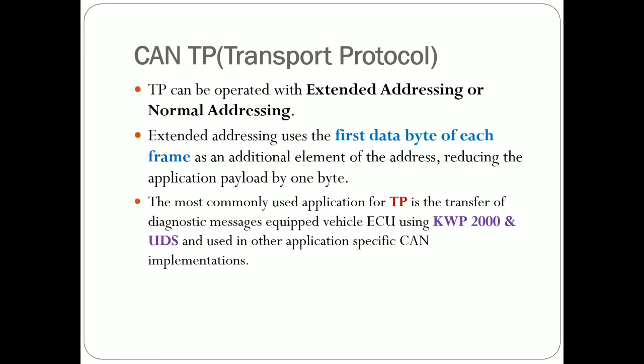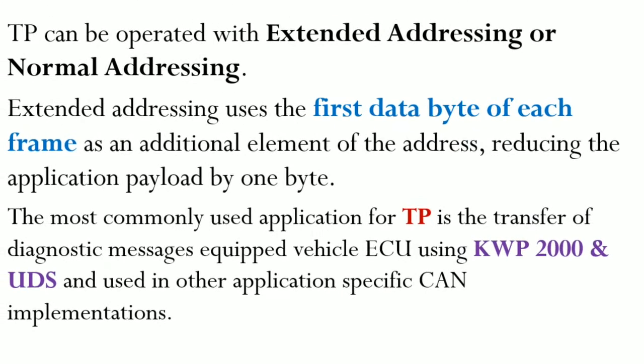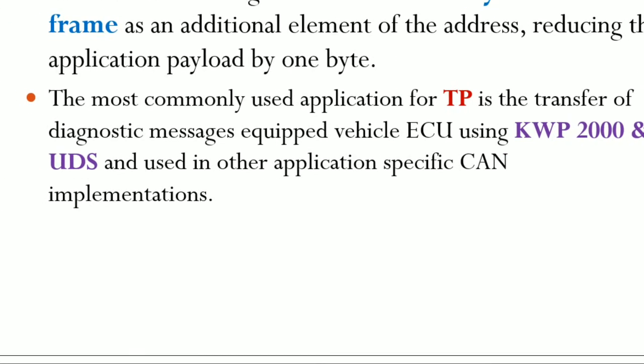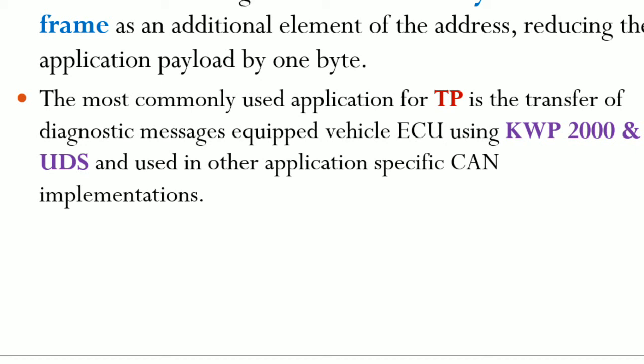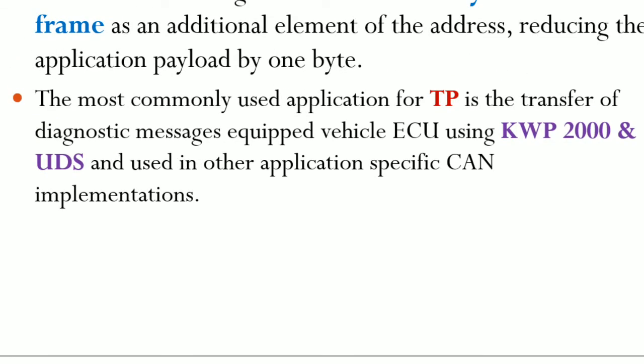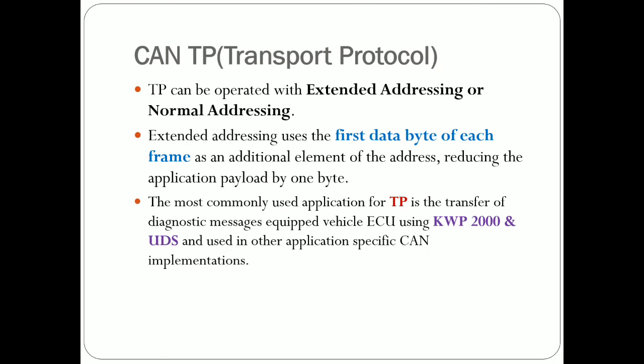The most commonly used application: CAN TP is useful in diagnostic messaging, where vehicles use KWP 2000 as well as UDS, and even some OBD cases. Wherever CAN is used, you can use CAN TP for transferring. That is the main application of CAN TP in terms of KWP 2000, UDS, and OBD.